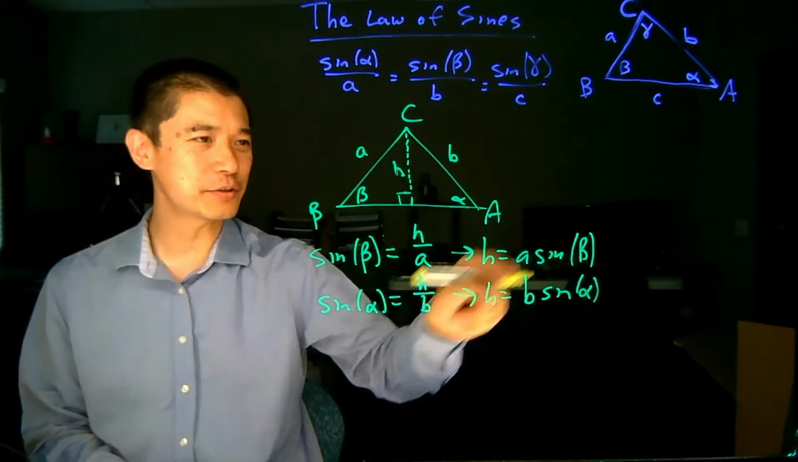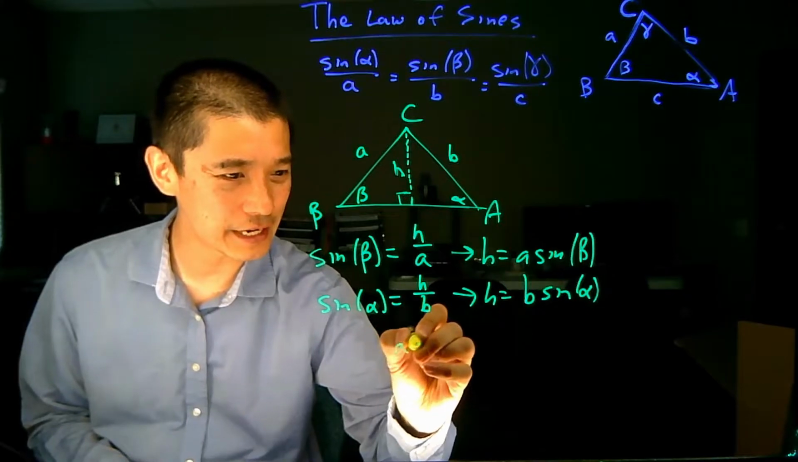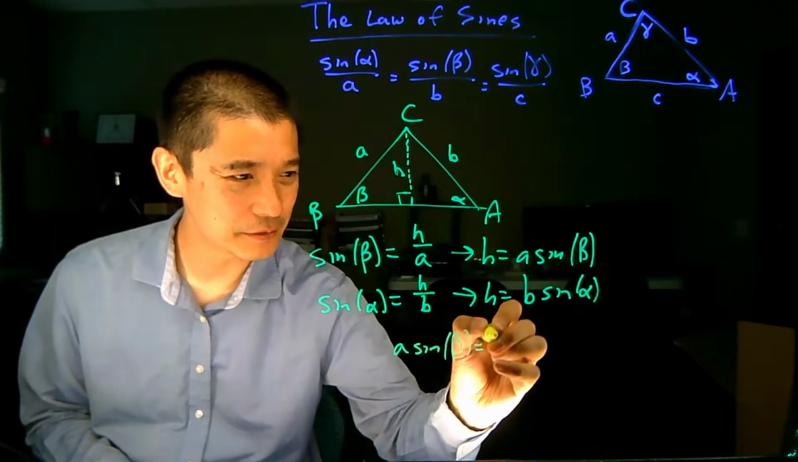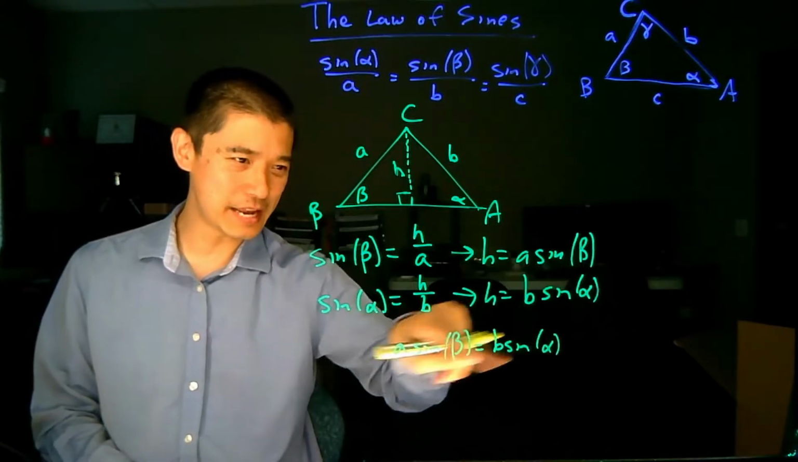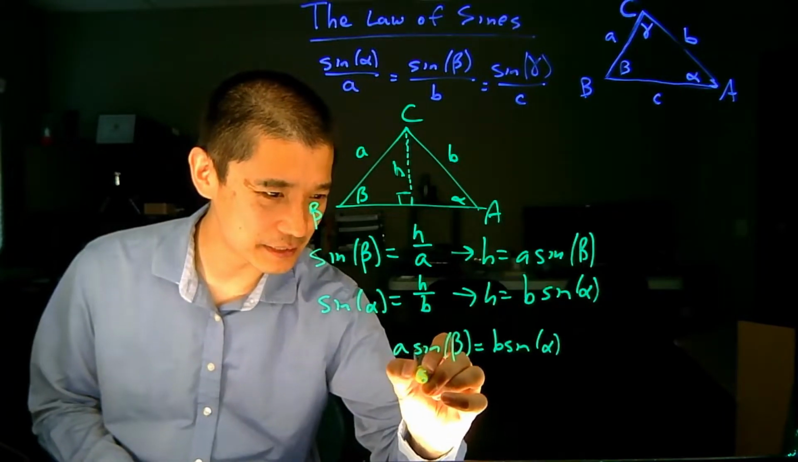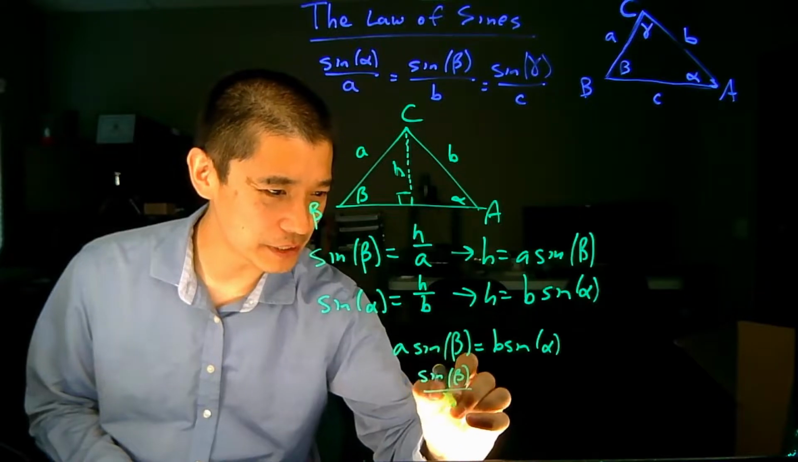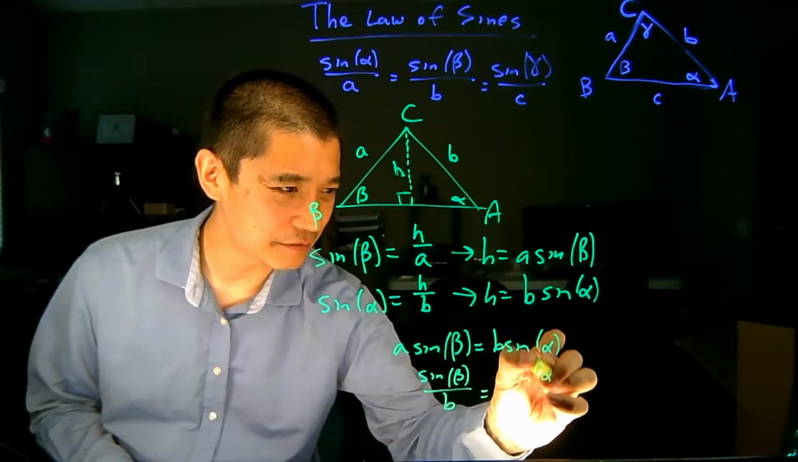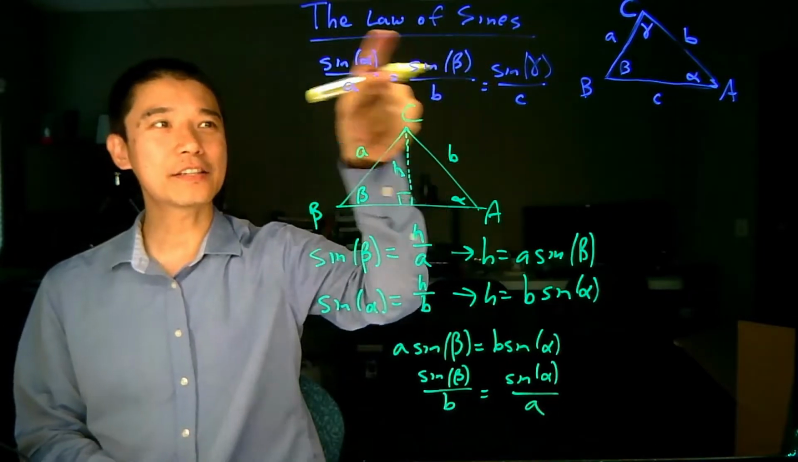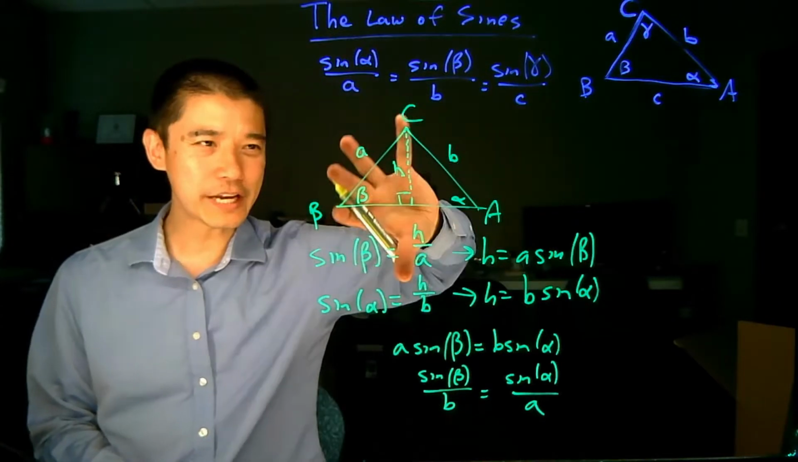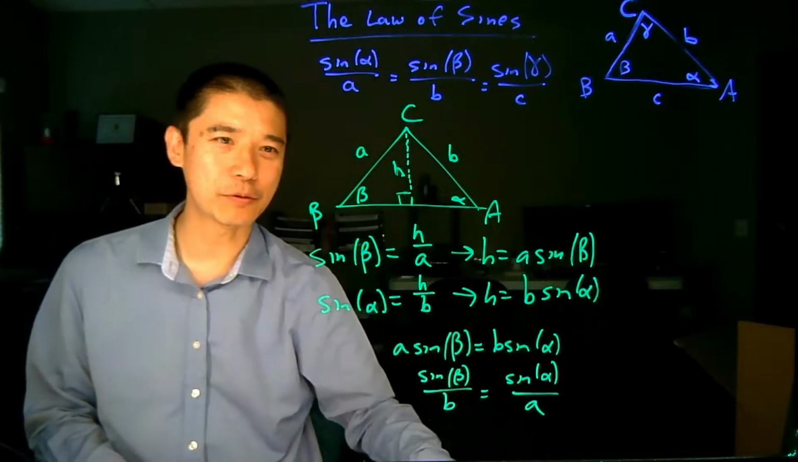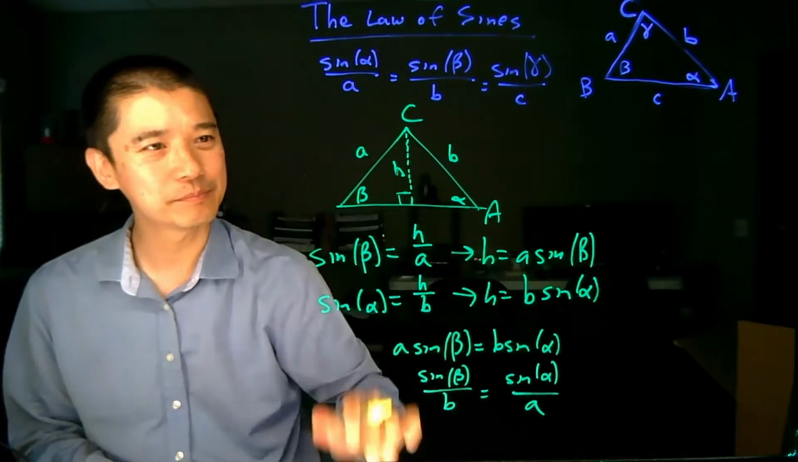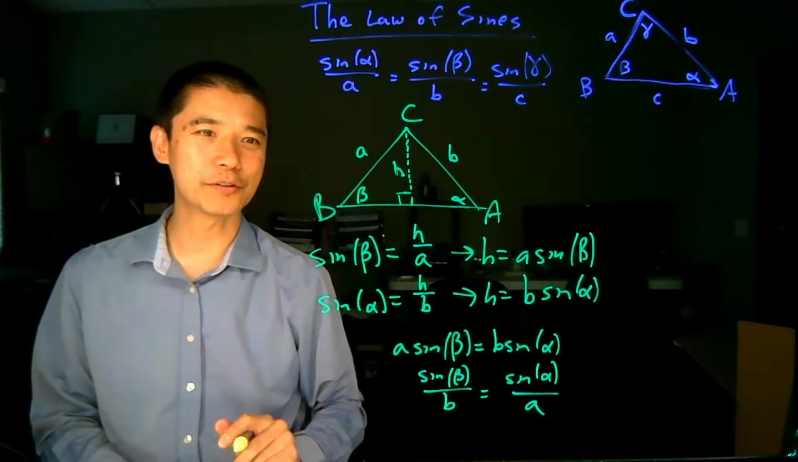And since h is equal to h, these two things are equal to each other. a sine of beta equals b sine of alpha. And if we divide by a and divide by b, we end up getting that this is sine of beta over b equals sine of alpha over a. And that gets us this first one. We can take this triangle and flip it around so that the AC is across the bottom and the BC is across the bottom, and get the same result.